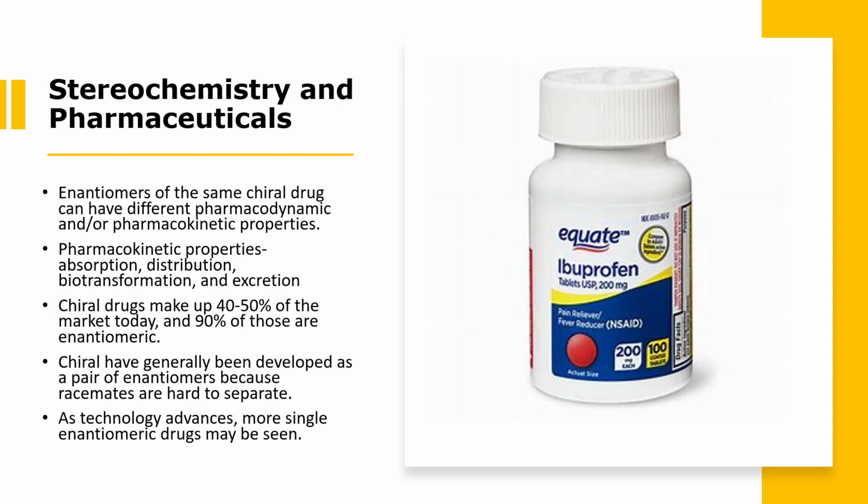Chiral drugs are a relevant topic because they make up 40 to 50% of the pharmaceutical market. Of that 40 to 50%, 90% are a pair of enantiomers. Chiral drugs have generally been developed as mixtures of enantiomers because racemic mixtures can be difficult to separate. As technology continues to advance, more single enantiomer drugs may be seen.